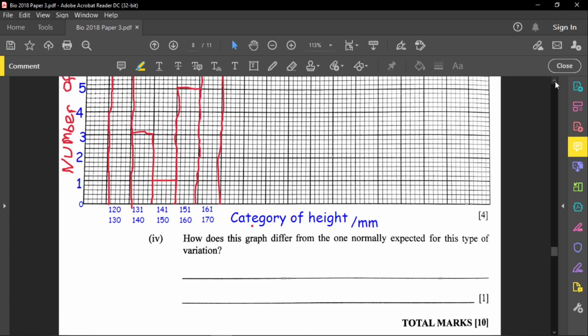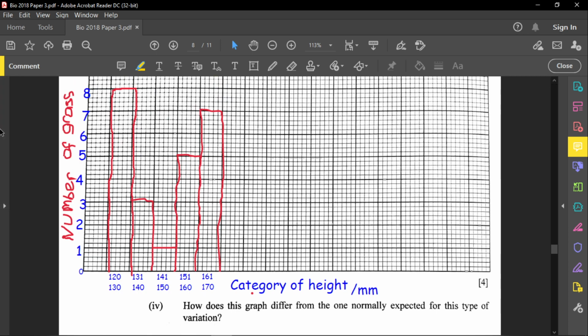So let's go back to the graph and show you exactly what I'm talking about. Notice here the 120, which is the shortest type of grass, is a lot, all the way up to 8. The grass that is 151 to 160, the tallest grass, is again the most. In a typical situation, the average height would normally be the most, and the shortest and the tallest would be the least. So the higher and lower extremes normally are the lowest.